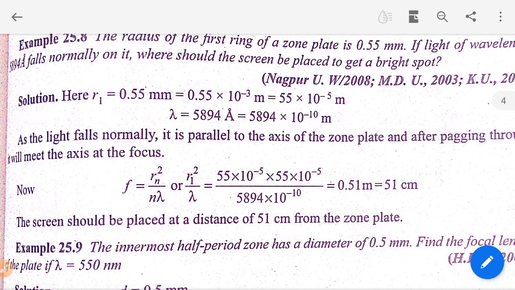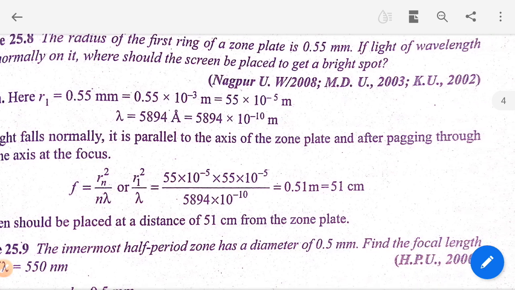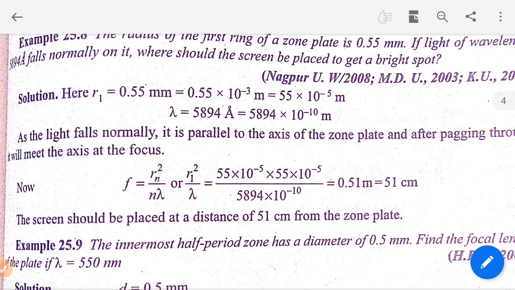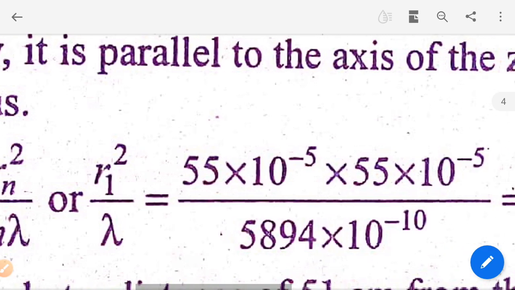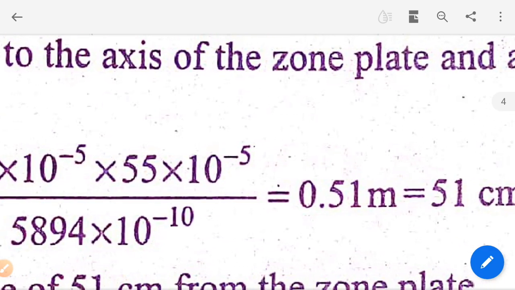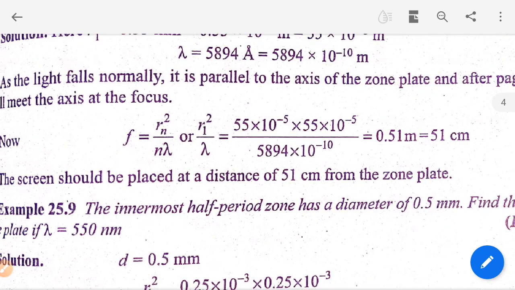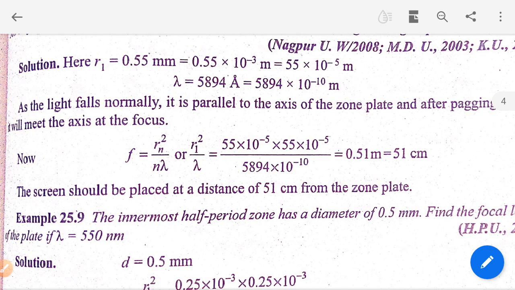As the light falls normally, it is parallel to the axis of the zone plate, and after passing through it, it will meet at a point on the axis. Then the focal length is f, and r1 square equals n lambda. For the first order, n is equal to 1, so you get r1 square equal to n lambda. This value gives 0.51 m or 51 centimeter. So the screen should be placed at a distance of 51 centimeter from the zone plate.